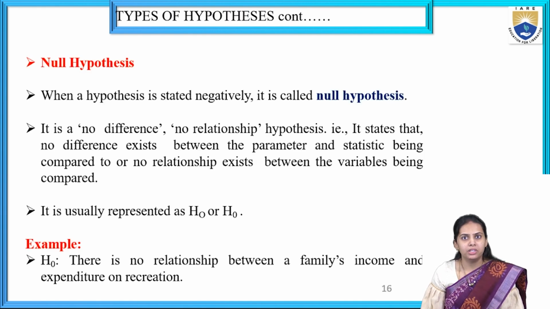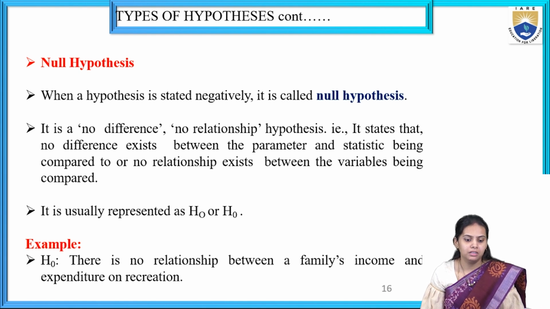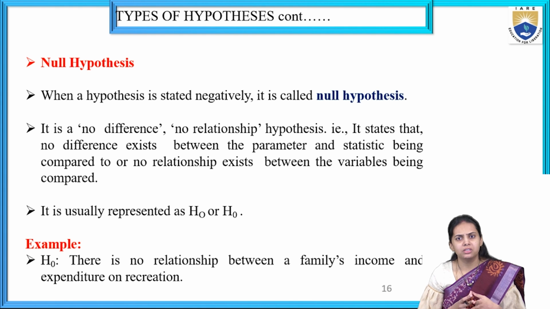And the other one is null hypothesis. When a hypothesis is stated negatively, it is called a null hypothesis. It is a no difference or no relationship hypothesis, which states that no difference exists between the parameter and a statistic being compared, or no relationship exists between the variables being compared. It is usually represented as H0, where H0 is the representation of a null hypothesis. One example given is: there is no relationship between family income and expenditure on recreation, which comes under null hypothesis.